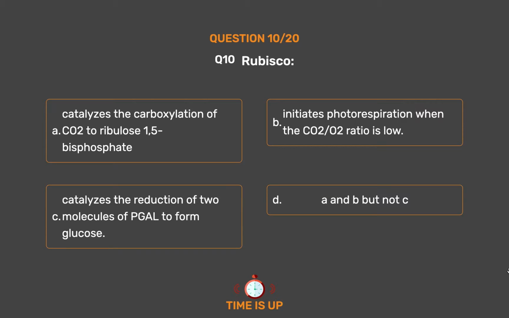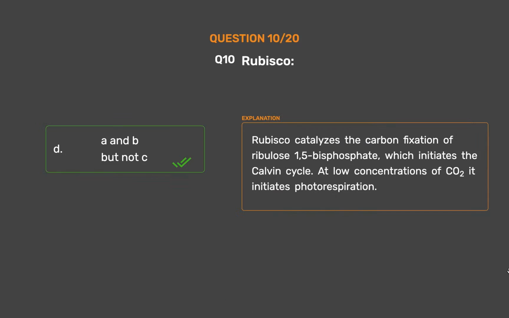The correct answer is option D. A and B but not C. Rubisco catalyzes the carbon fixation of ribulose 1,5-bisphosphate, which initiates the Calvin cycle. At low concentrations of CO2 it initiates photorespiration.